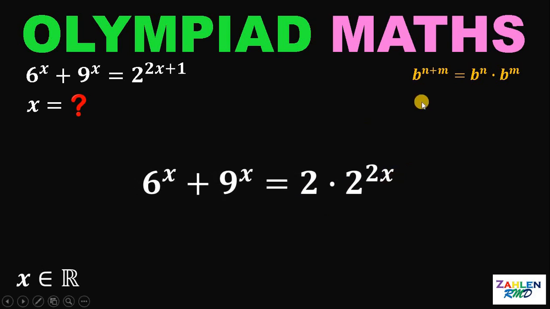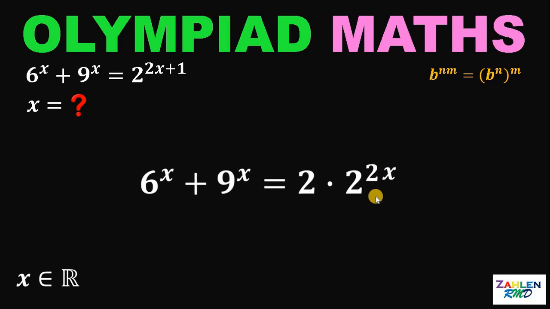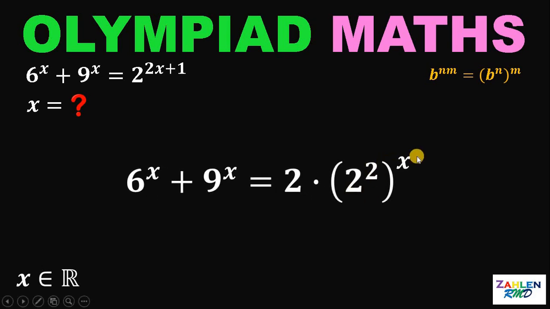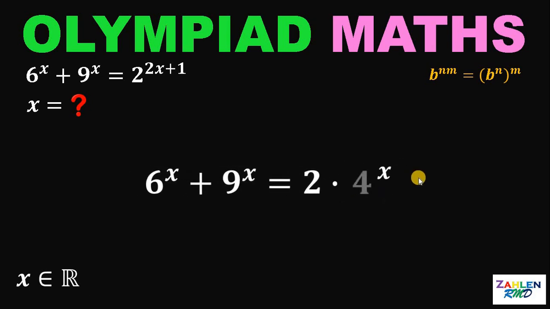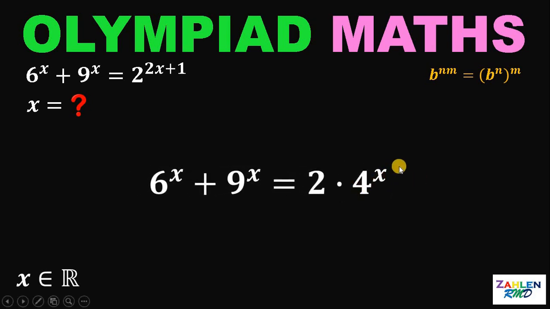And now, another law of exponent says that if we have b raised to n times m, it is equivalent to b raised to n raised to the power of m. Therefore, this 2 raised to 2x can be written as 2 squared raised to the power of x. Now, 2 squared is just 4. So, this is just 4 raised to x. Now, let's divide all terms by 4 raised to x.